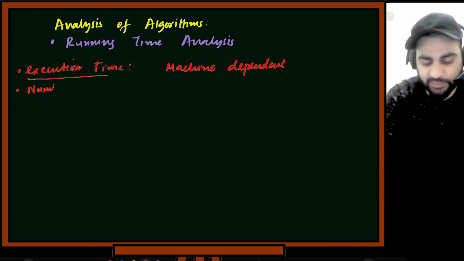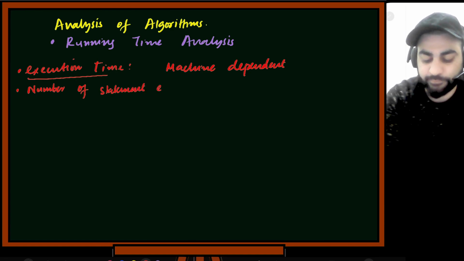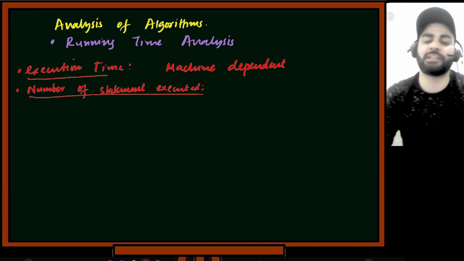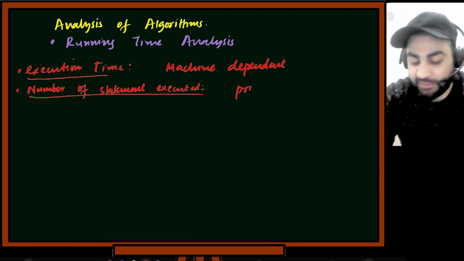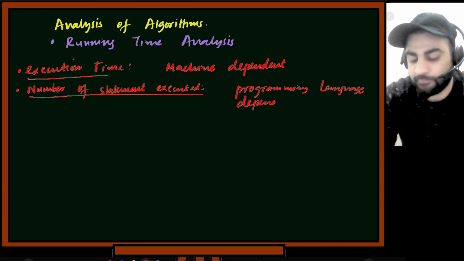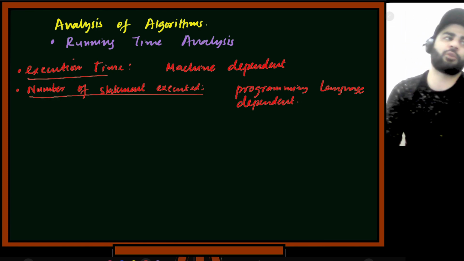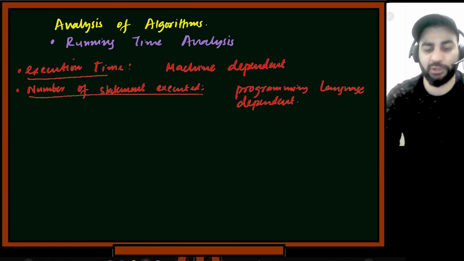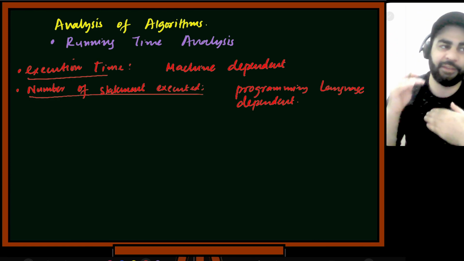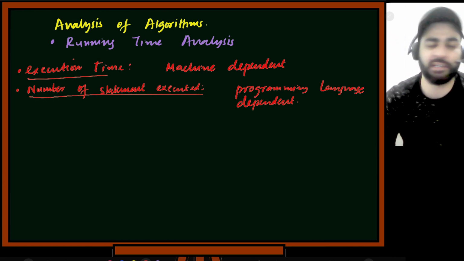The second thing is we can see the number of statements executed. We could also use this, but this is again not a good measure. Why? Because it varies from programming language to programming language. It is programming language dependent. If you write code in Python, you will write just a few lines. If you write code in C, there will be many more lines. So you cannot just count the number of statements and say that if an algorithm has more statements to execute, it is not a good algorithm.